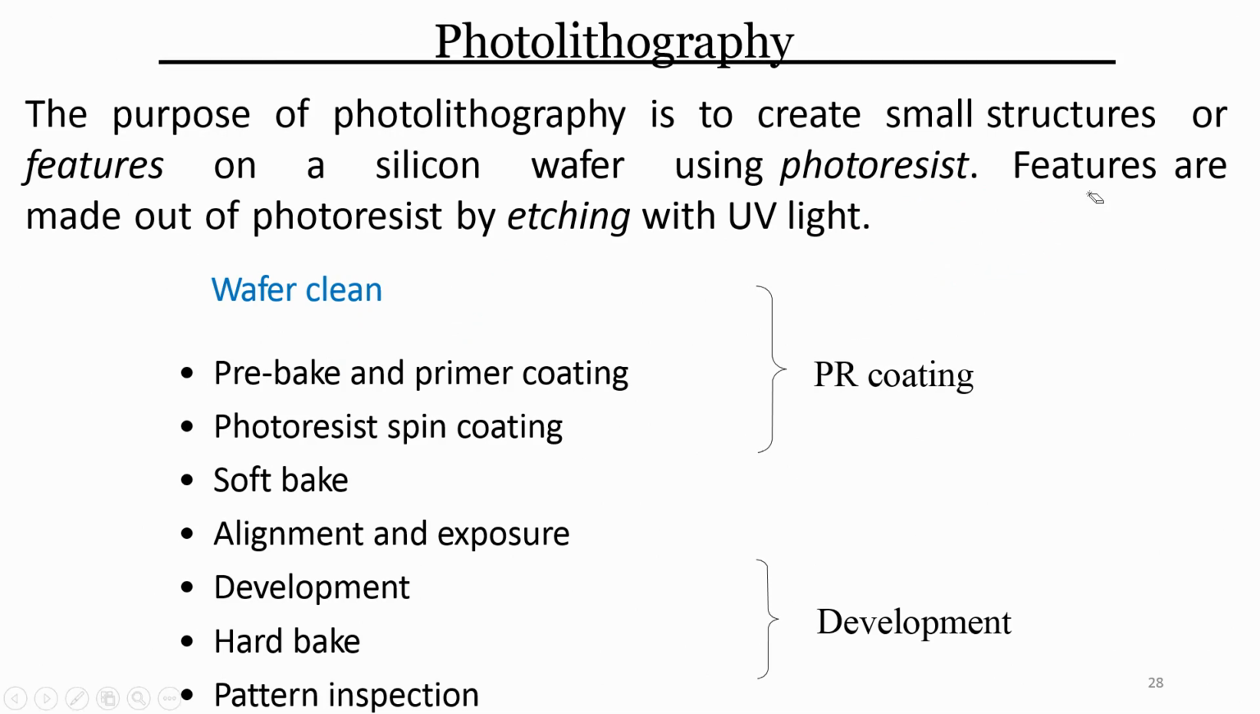So, why do we have to go for primer coating? Because primer coating will improve the adhesion of photoresist onto the substrate. Now, after primer coating you will go for photoresist spin coating. When you coat the wafer or substrate with photoresist, the next step would be soft bake. Soft bake is done at 90 degree centigrade for 1 minute if we are using a hot plate, correct.